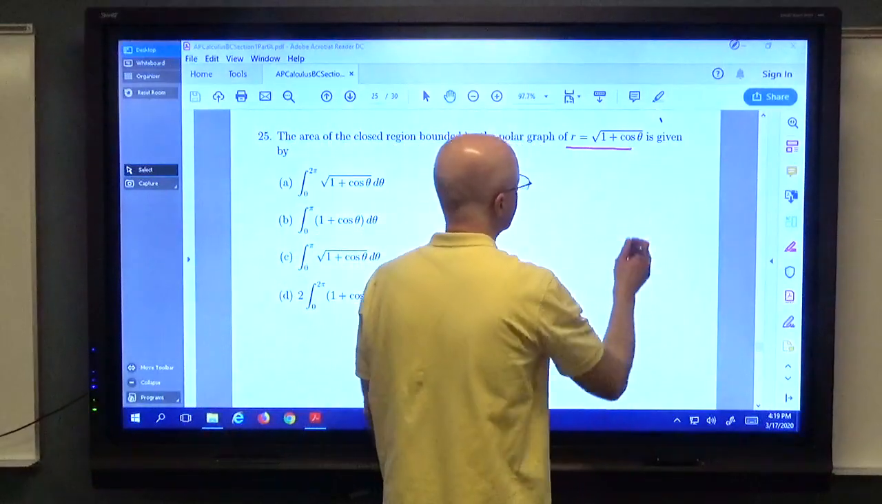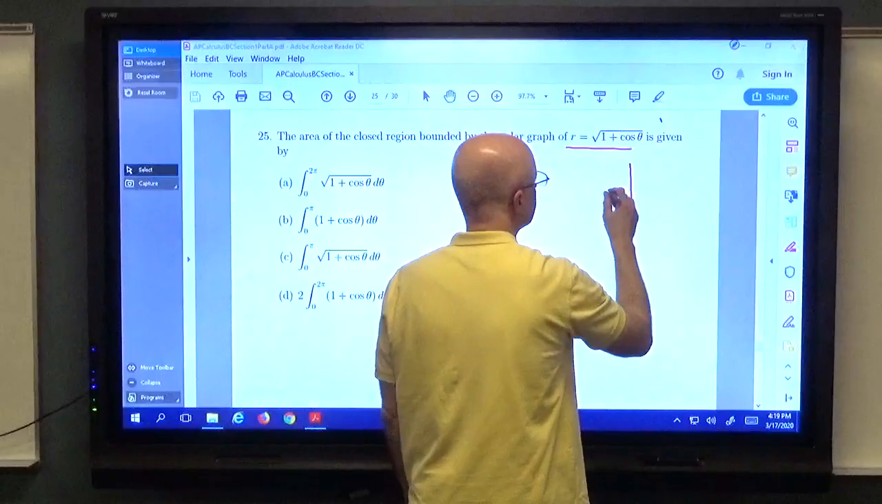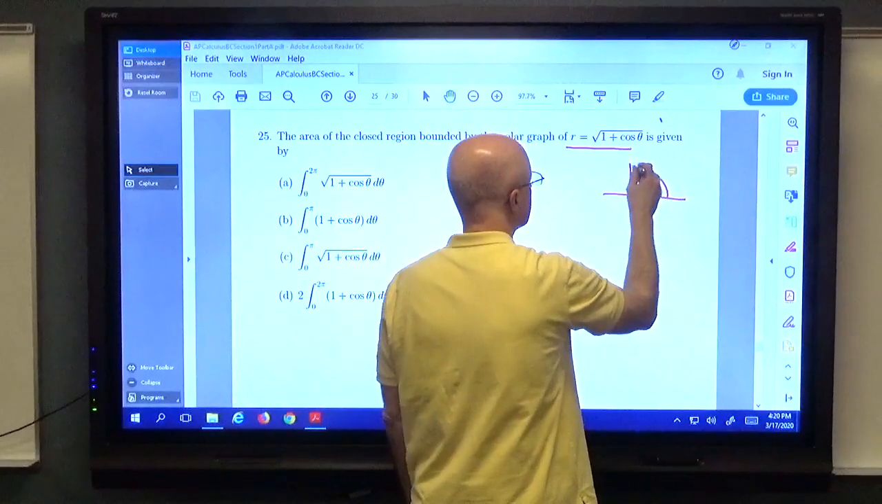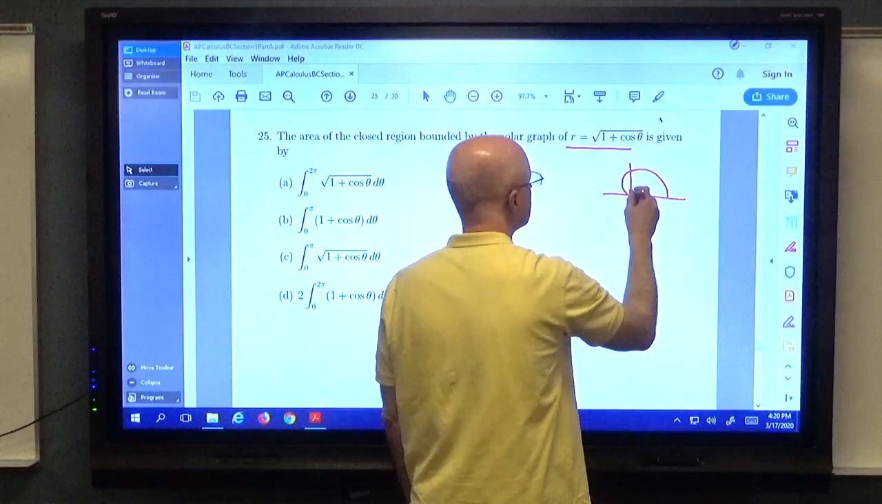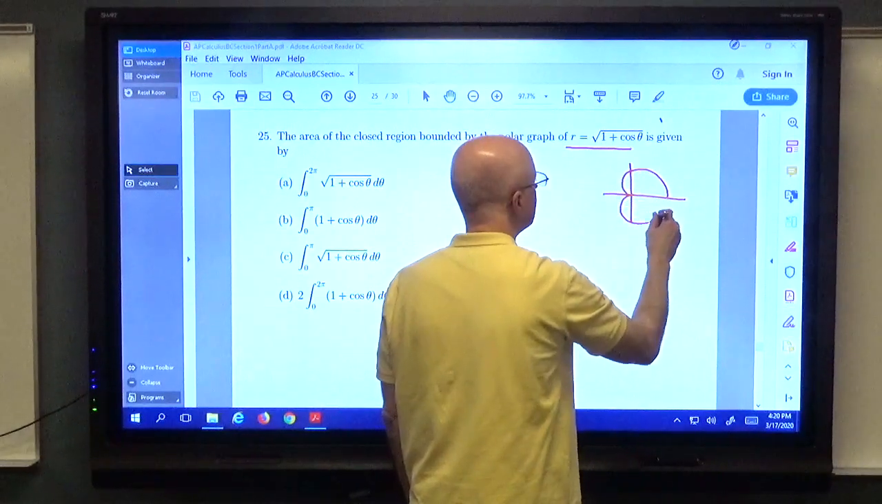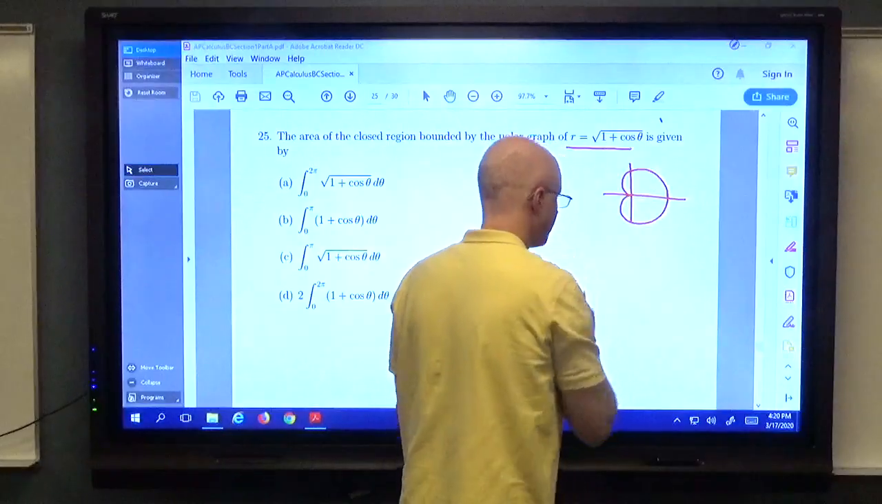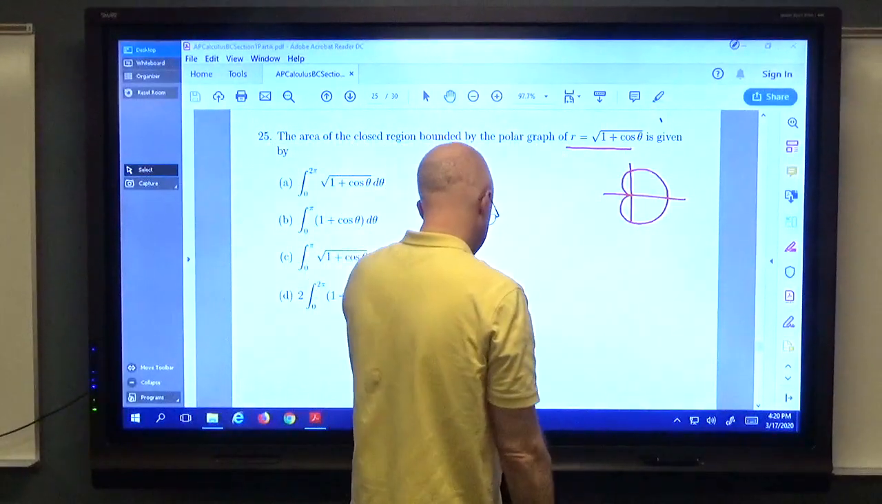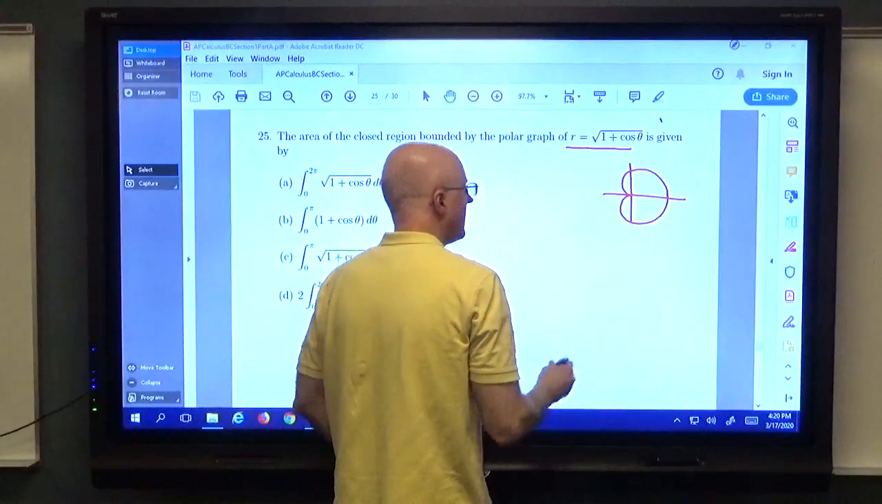And if you plugged in different values of theta here and made the graph, I'm just going to tell you what it would look like. It would look about like this. Kind of a sideways heart. In fact, it's called a cardioid, as theta varies from 0 to 2 pi.